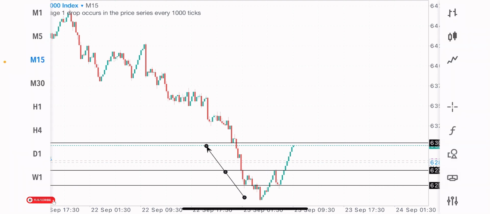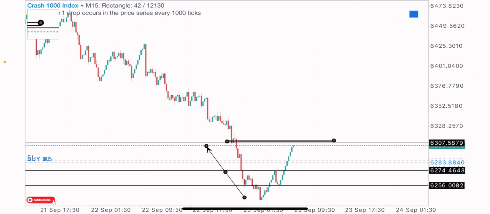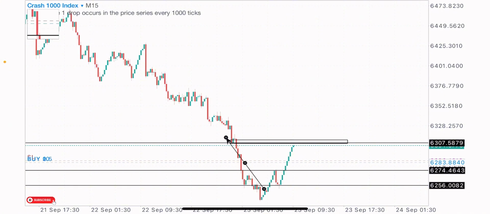I expect price to react on this level, this line I marked out here. I expect a reaction on this zone. That's why I got that level marked out.